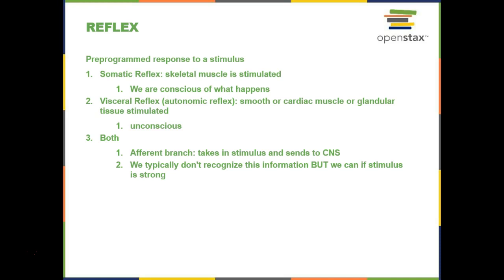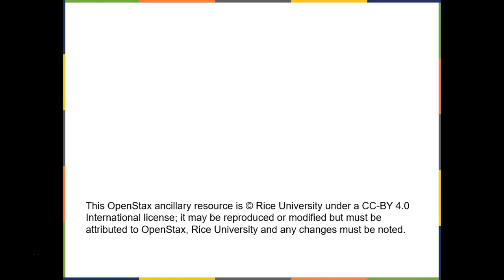Both are going to send signals to the central nervous system. And in both cases, we don't tend to recognize what's going to happen unless the stimulus is very strong. That's all I'm really going to talk about in this chapter. There's more information. The chapter's not super long, but you can definitely read the information on your own. This is all I'm going to go over for chapter 15.